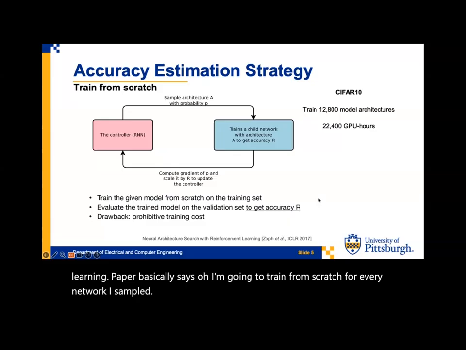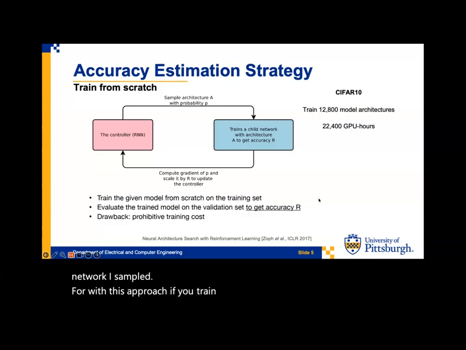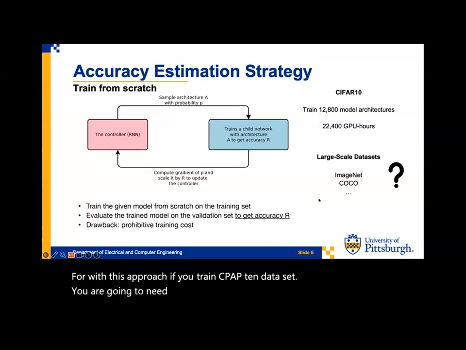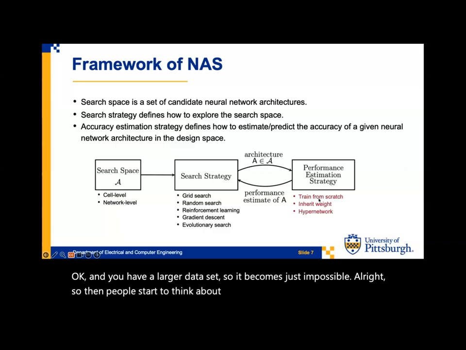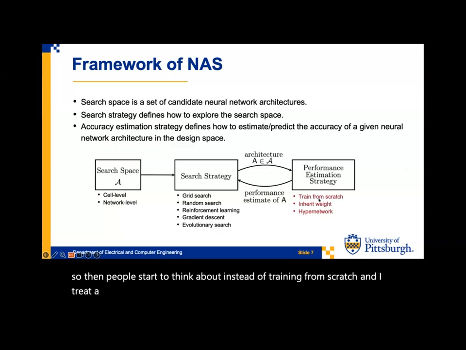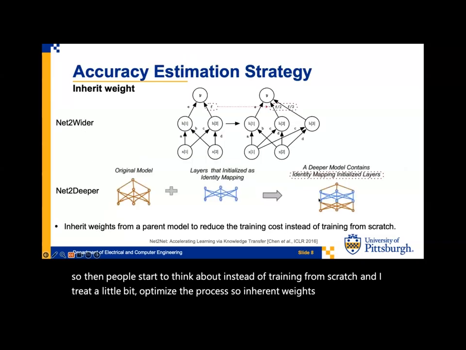With this approach, if you train on the CIFAR-10 data set, you are going to need this many GPU hours. And if you have a larger data set, it becomes just impossible. So then people start to think about, instead of training from scratch, can I optimize the process a little bit. So inherit weight and hypernetwork are two approaches.